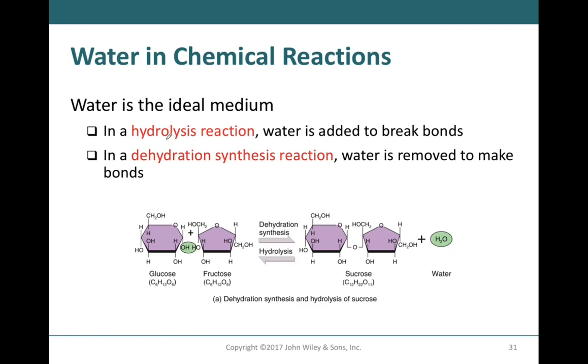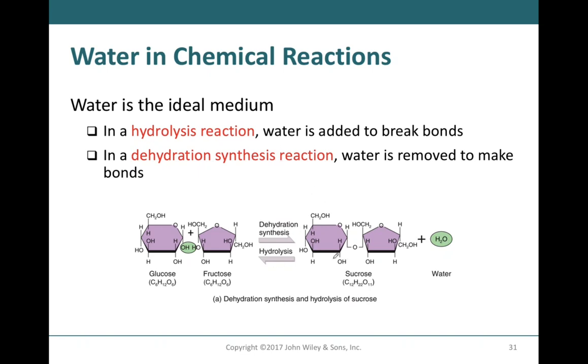So whenever you see this suffix here, lysis, we're referring to some type of breakage or cutting of something. So the hydrolysis reaction adds water and breaks bonds. Well, the dehydration synthesis reaction is going to remove water and make bonds. So dehydration refers to the removal of water, while synthesis refers to the creation of something. So that's going to refer to the bond.